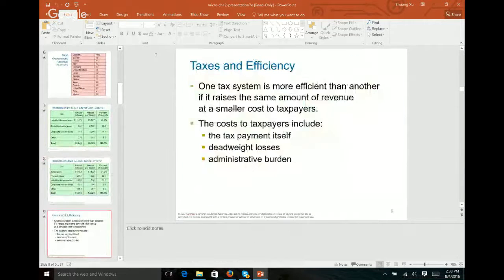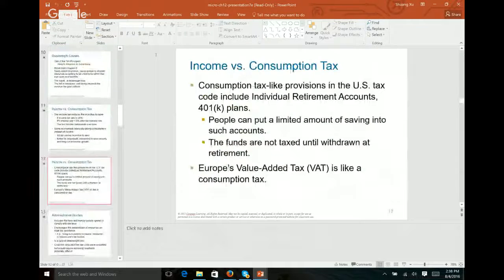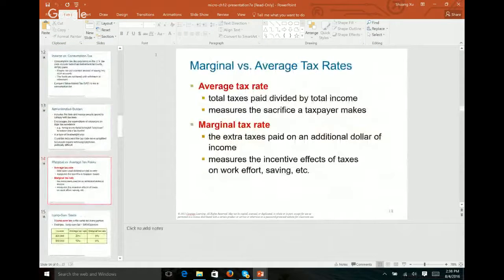What else? Okay, so know the difference between the average tax rate and the marginal tax rate. For the average tax rate, you take your total tax paid divided by total income, and the marginal tax rate is the extra tax you pay on your next dollar of income.